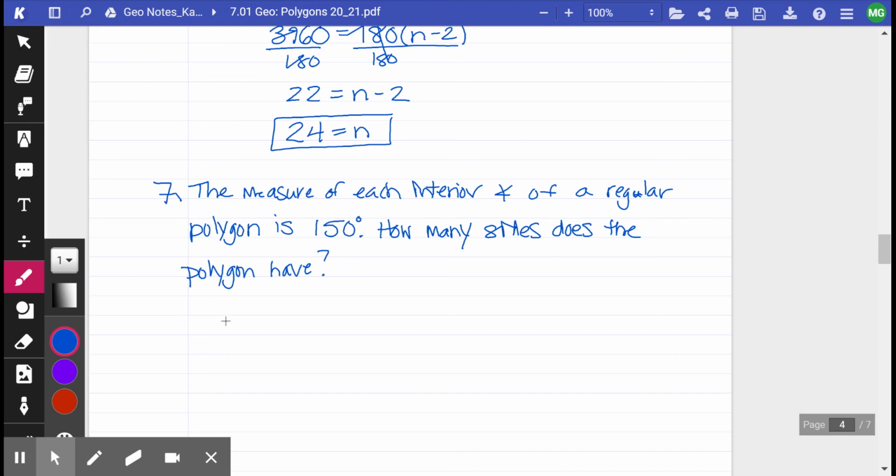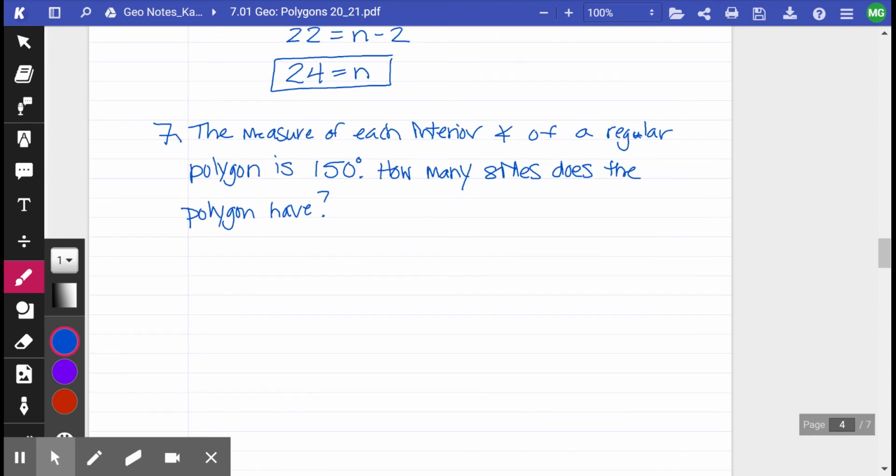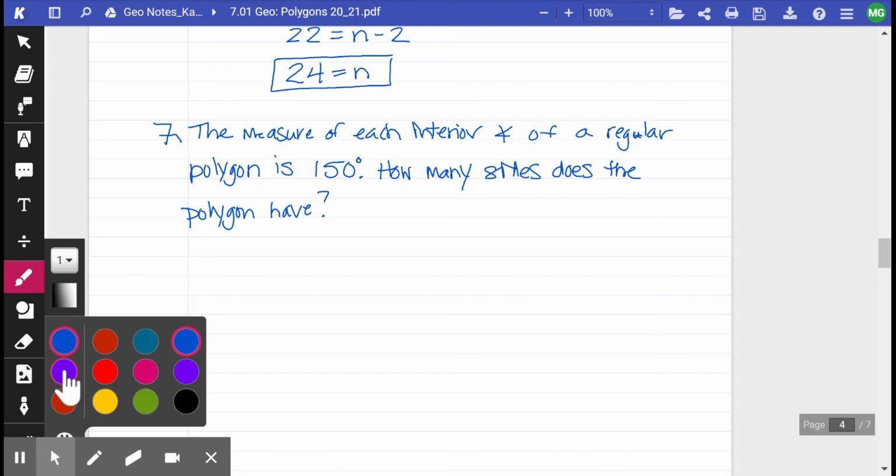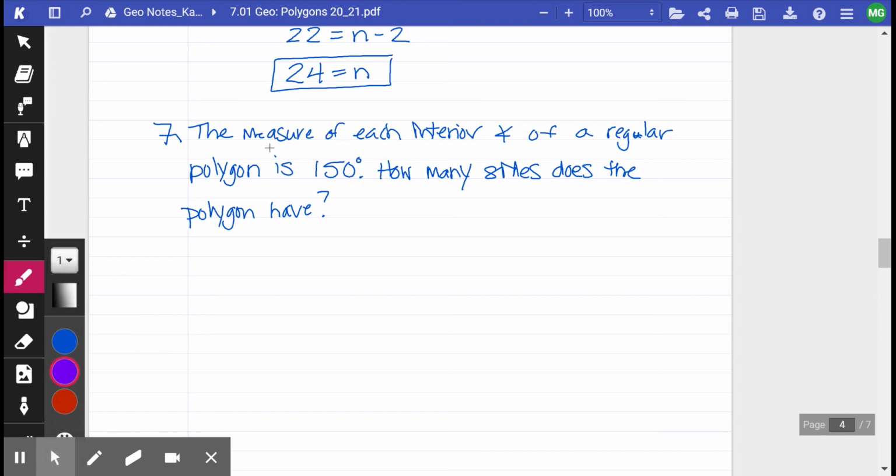All right. So there are a couple different ways, and we'll talk about two different ways that you could solve this. So first, let's do it like the last one we did. We're starting by giving the measure of each interior angle. We know it's regular, so they're all going to be the same. So I could start off with my formula: 180 times n minus 2, the sum of all the angles, divided by how many angles there are, that's equal to the measure of each individual angle.